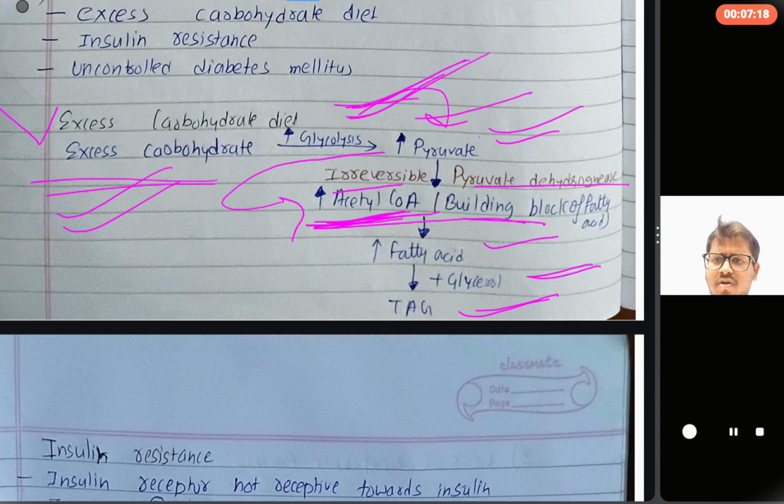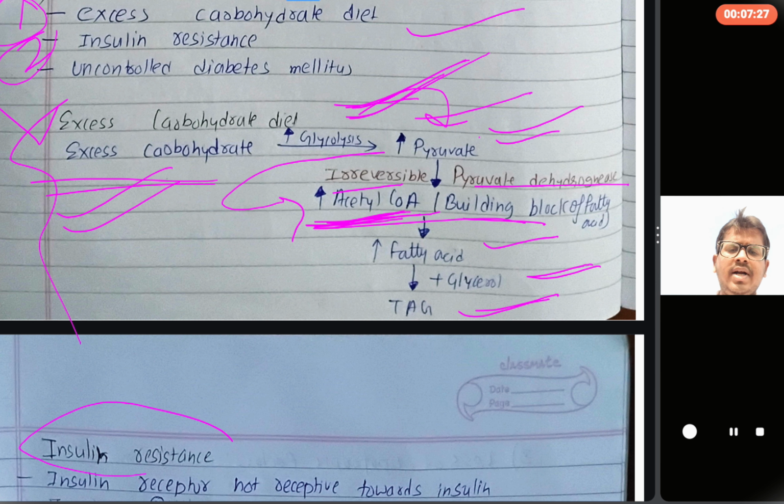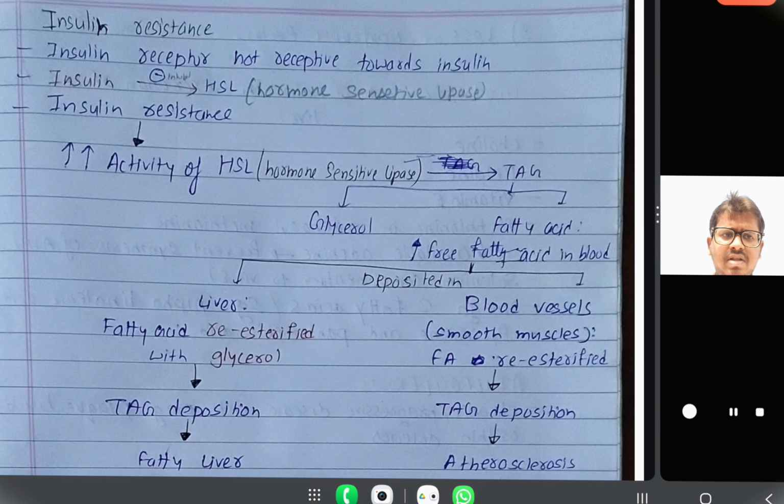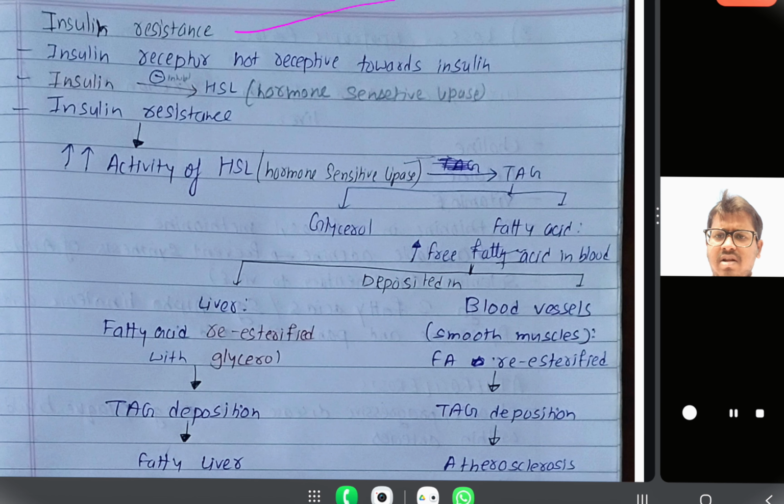First we have talked about the excess carbohydrate diet. Second, we are talking about insulin resistance. Do you understand the excess carbohydrate? In excess carbohydrate, how is triacylglycerol formed? Excess carbohydrate, glycolysis, pyruvate formation, then increase of triacylglycerol. These are the steps of how triacylglycerol is formed. Now we move to the next step, that is insulin resistance.